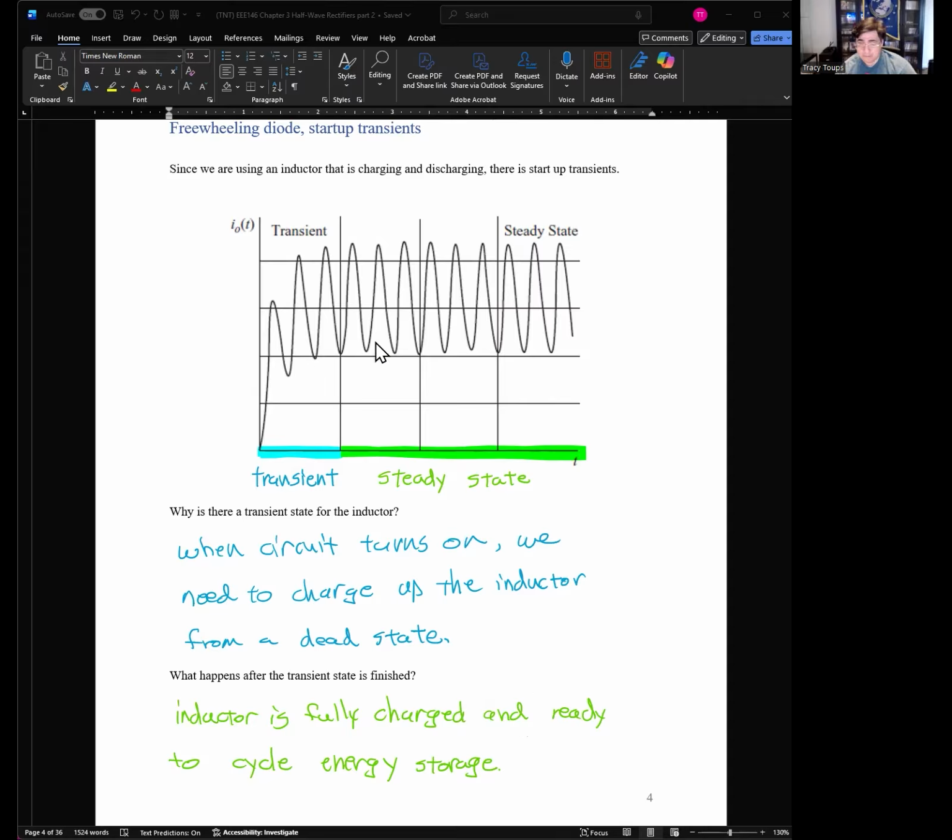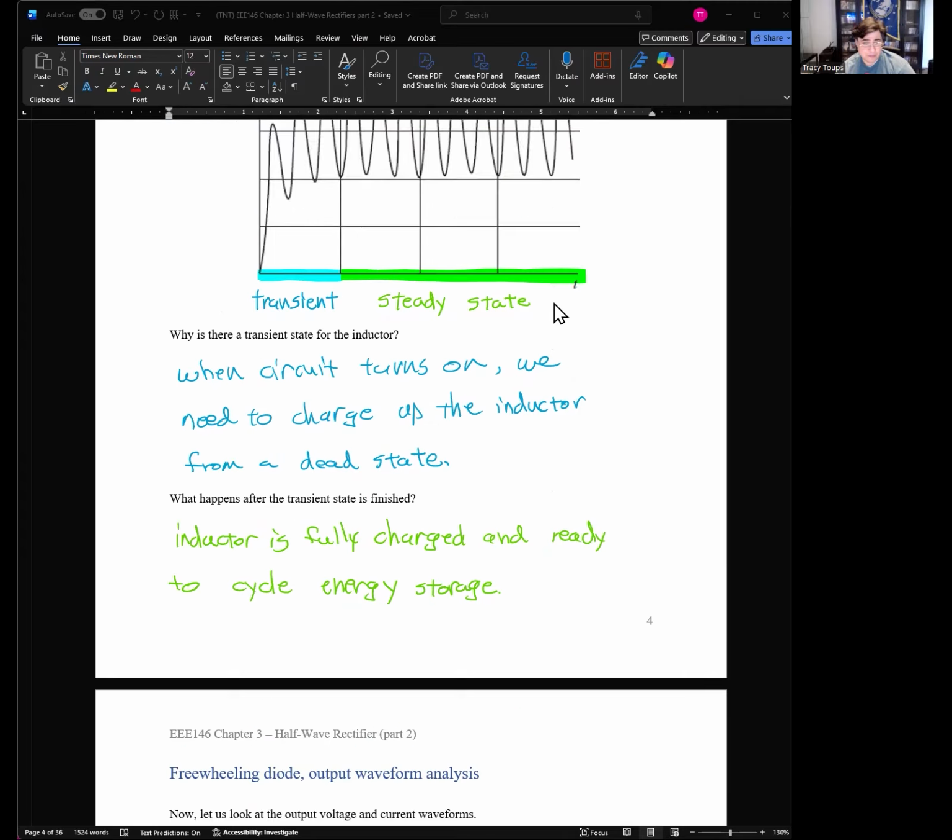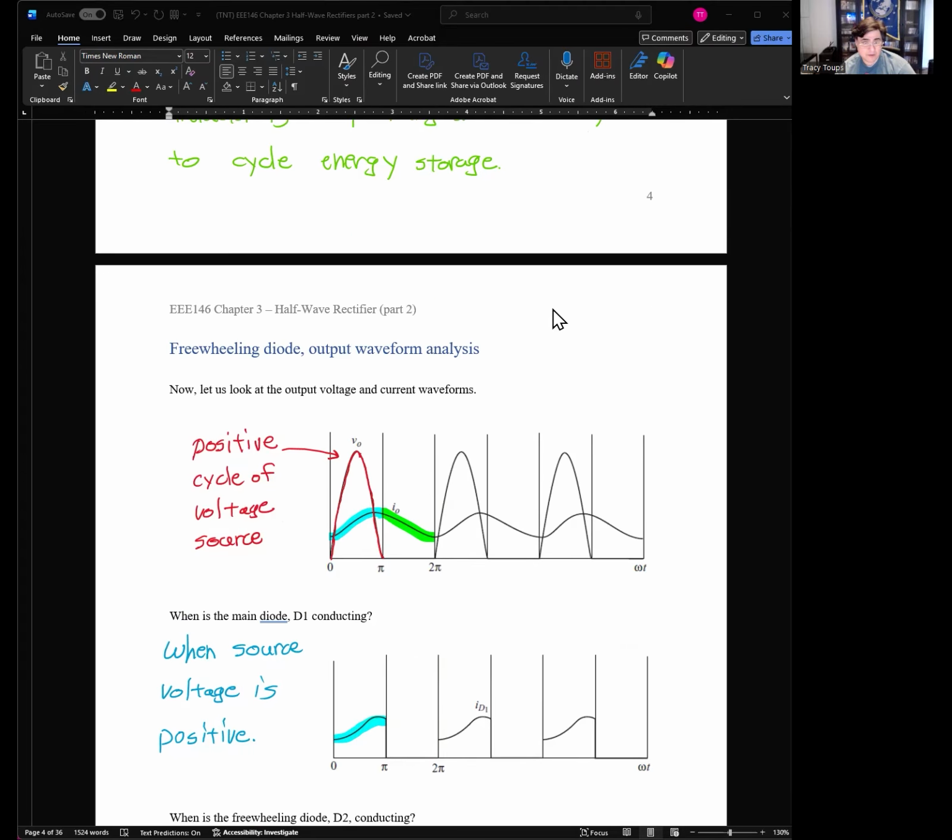So any type of circuit with an inductor or capacitor with an AC source, you're going to have this kind of transient state for everything to turn on, and then you reach a steady state, and then we're going to be operating like normal.